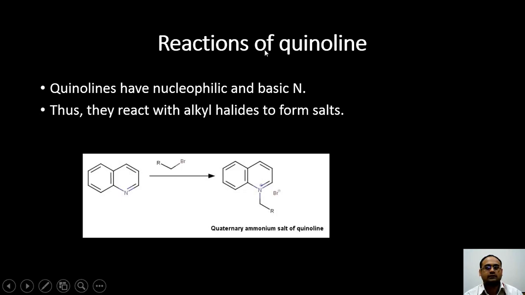Now let us move towards the reactions of quinolines. Quinolines are basic in nature because they have a nucleophilic nitrogen which can accept protons, and such nucleophilic nitrogen centers, we know, react with alkyl halides, but in this case they will form salts. They will form quaternary ammonium salts of quinoline because the nitrogen is already tertiary here. When it reacts with the alkyl halide in an SN2 fashion, it gives us the quaternary ammonium salt.